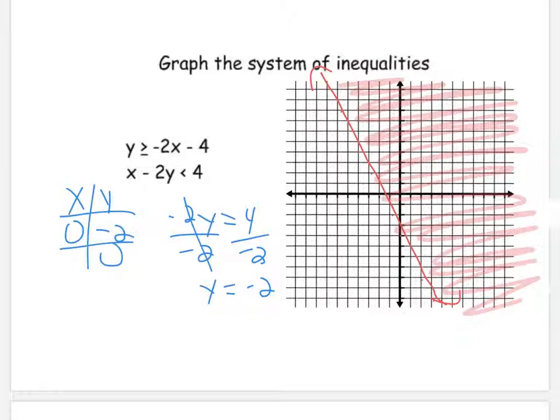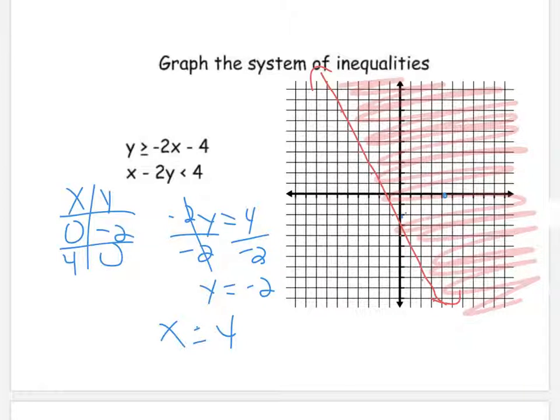Then for my x, if I made y 0, I would have x equals 4, so I don't have to do anything with it. I already know what x is. So now I can go ahead and put the points on there. My y-intercept is negative 2, which is there, and my x-intercept is 4, which is here.